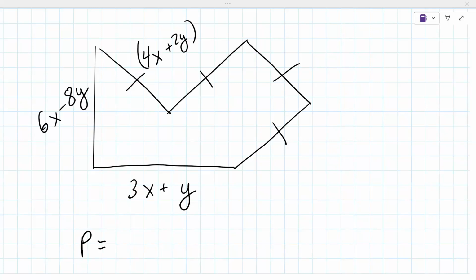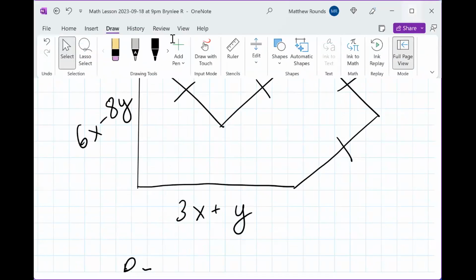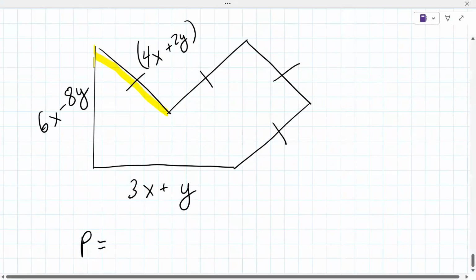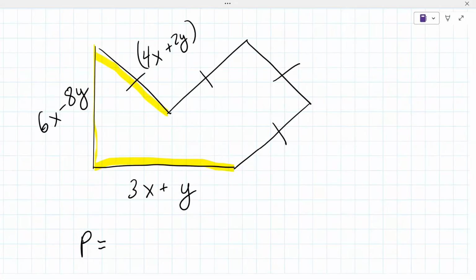13x plus negative 5y. Okay, how did you come up with 13x? So I added all the different x's together. Okay, so the perimeter though is a walk all the way around. And my guess is that you didn't walk all the way around. You walked, and I'll highlight what I think you walked, from here to here, here to here, and here to here. What about the rest of it?